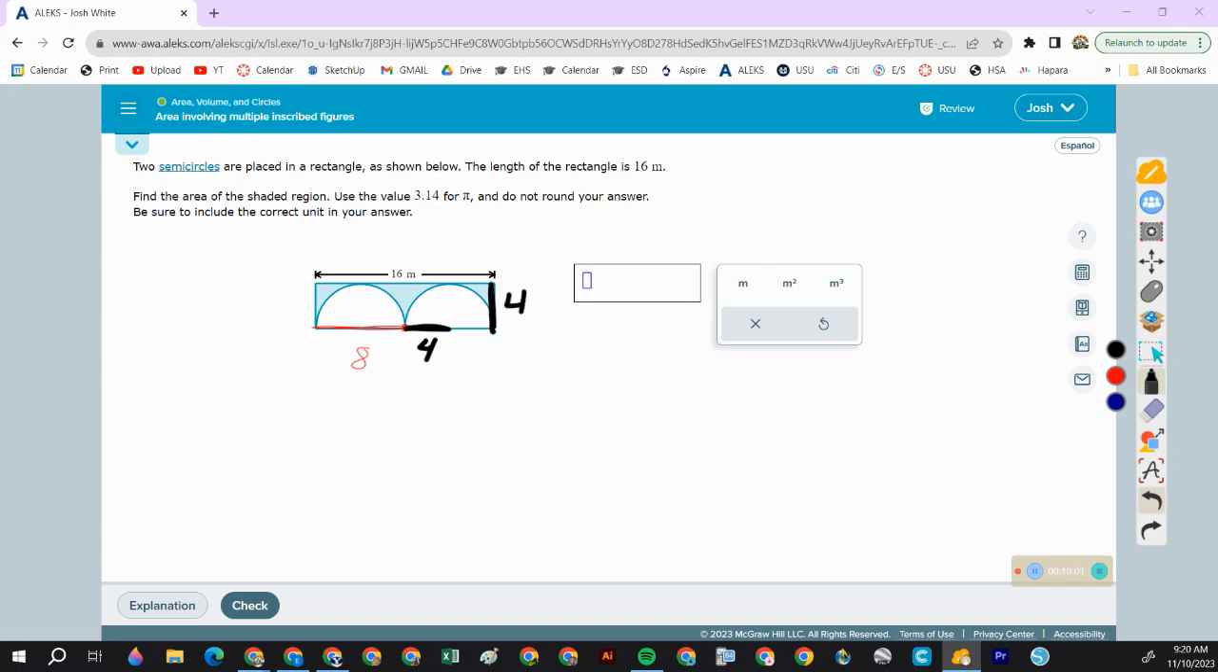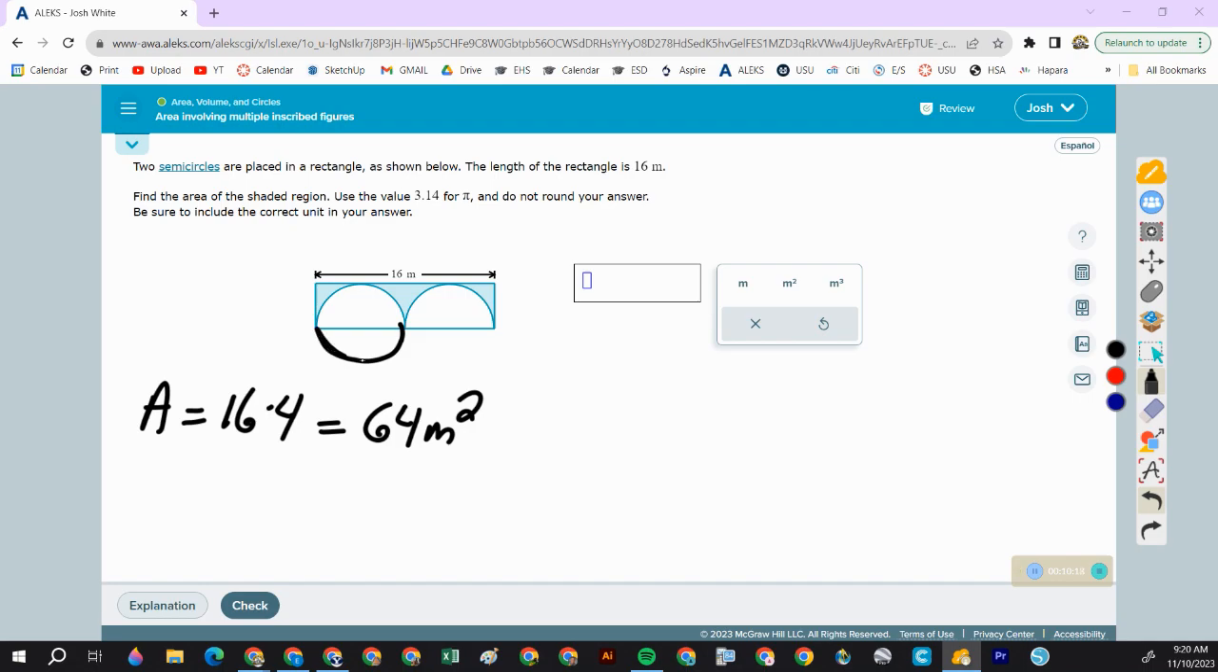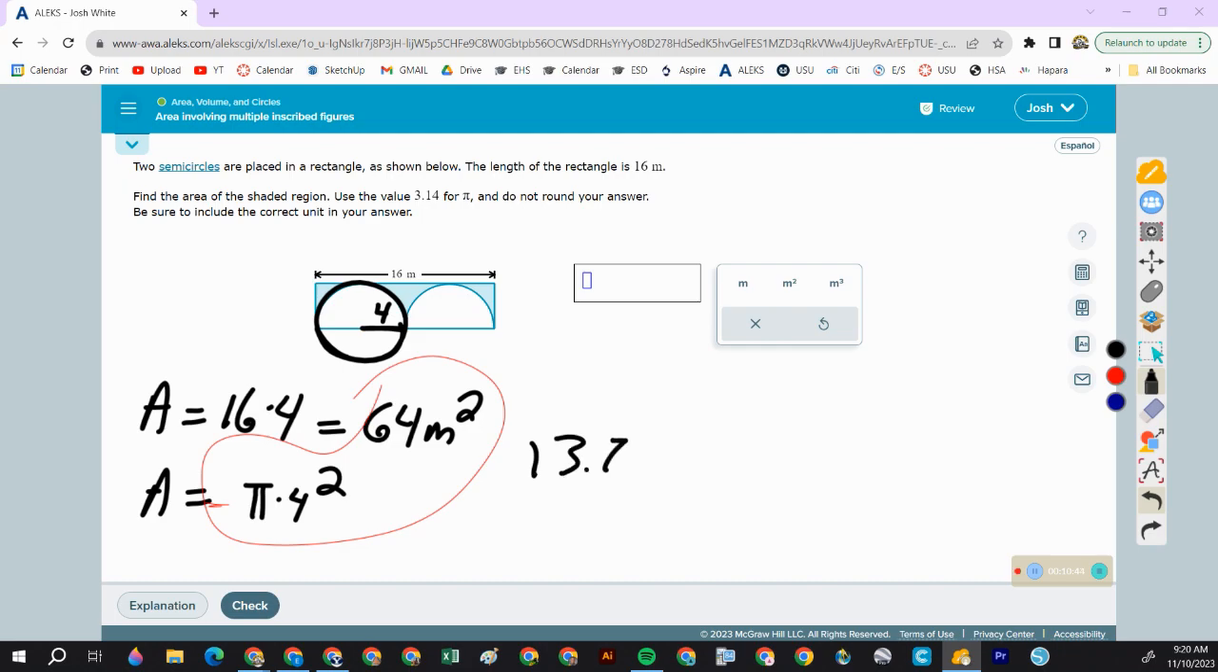So the entire figure has an area of 16 times 4. So 64 meters squared. And then really we just have a single circle with a radius of 4. So the area of the circle is pi times 4 squared. And then you're just going to subtract from 64. So 64 minus 3.14 times 4 squared. And I get 13.76 meters squared. That one's pretty straightforward.